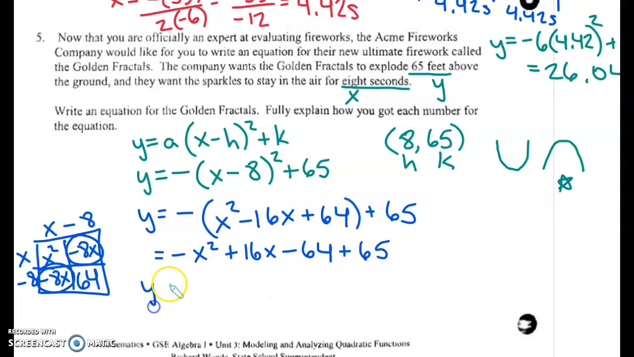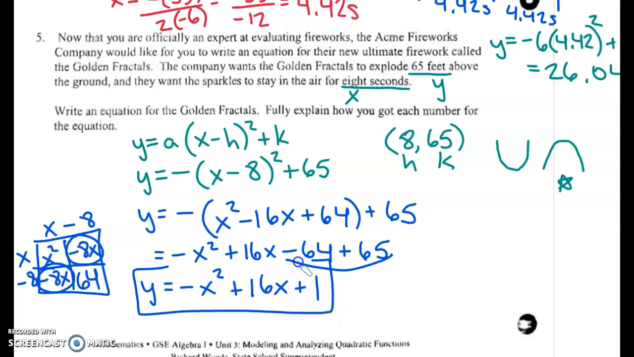So final answer, when I combine my two like terms right here, I get negative x squared plus 16x, negative 64 plus 65 comes out to be a 1. So this would be the flight path for the new golden fractals.